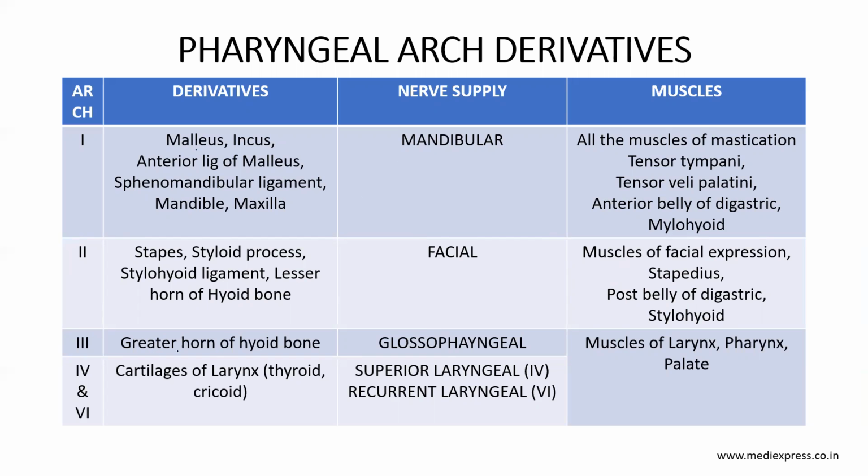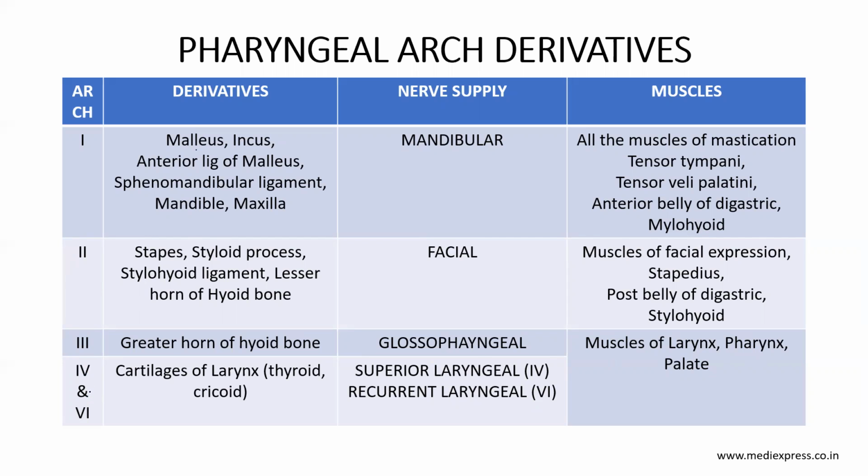Third arch, that is the greater horn of hyoid. And remember, the nerve supply is by glossopharyngeal. And the muscles which are derived, now remember the muscles of larynx, pharynx, and the palate. They're not only derived from the third arch, but also third, fourth, and fifth, fourth and sixth. I have written all together. Muscles of larynx, pharynx, and palate.